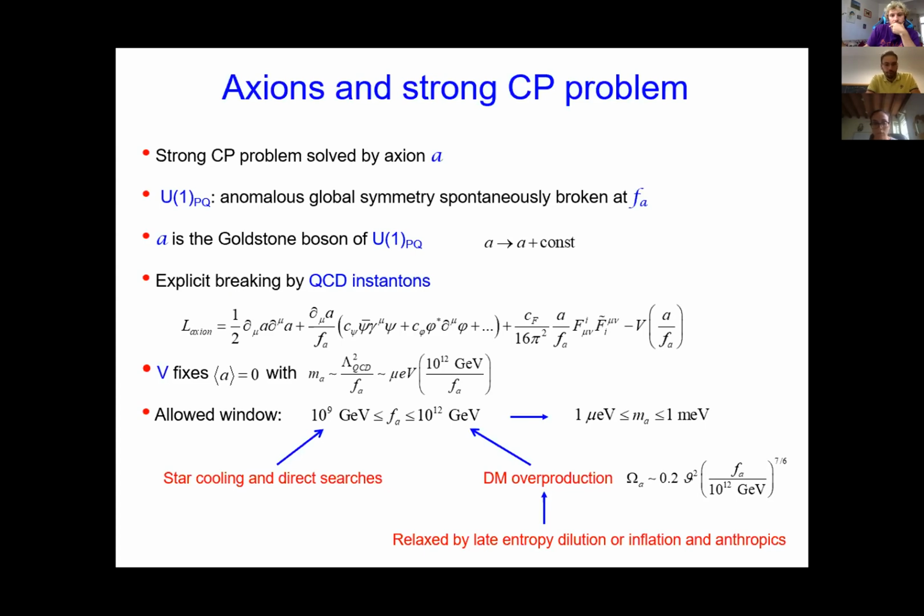And from the phenomenological point of view, there is an allowed window for f_a with a lower bound. It is roughly speaking around 10^9 GeV from star cooling and direct searches. And there is an upper bound which is somehow less stringent, around 10^12 GeV, coming from dark matter overproduction. And I'm saying that this is less stringent because one can relax this bound. For example, if there is a late time dilution due to entropy injection, for example, from the decay of heavy particles, which is something that from the string theory point of view seems quite natural, or one can rely also on inflation and anthropics.